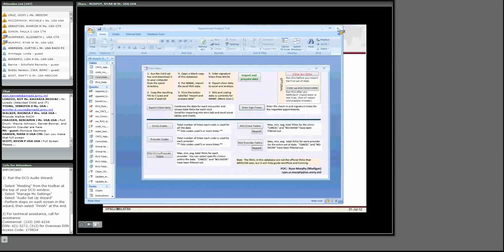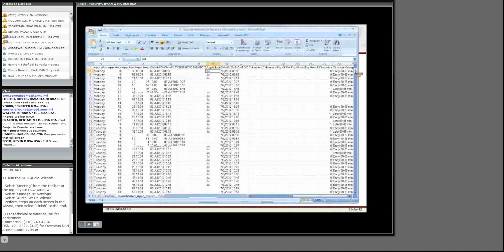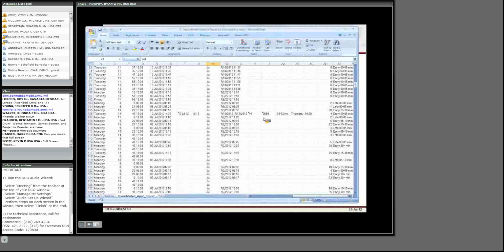And at that point, you're done with the database. Then you open up the actual exported data, which ends up looking like this. Over here, you notice I don't have any sign dates or sign times, but here's an example of one that I did enter. It calculates how many minutes and how many hours from the time that the patient checked in to the time that the provider signed it. And this is the category it falls into.